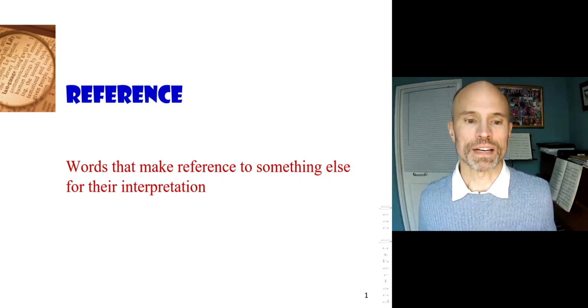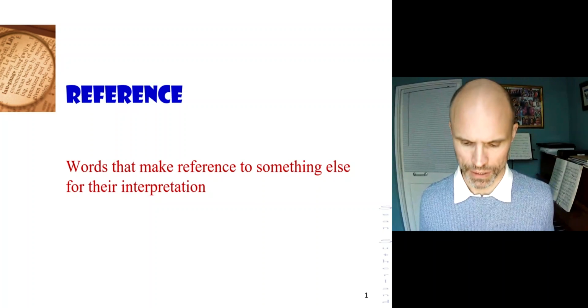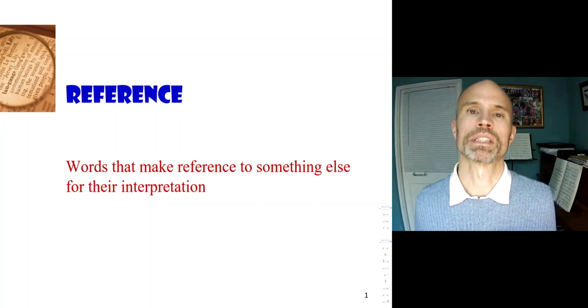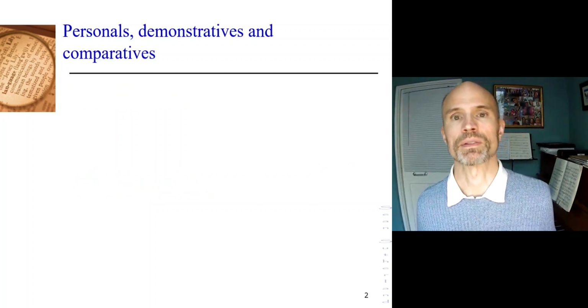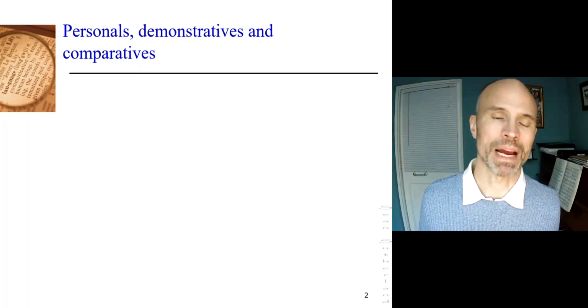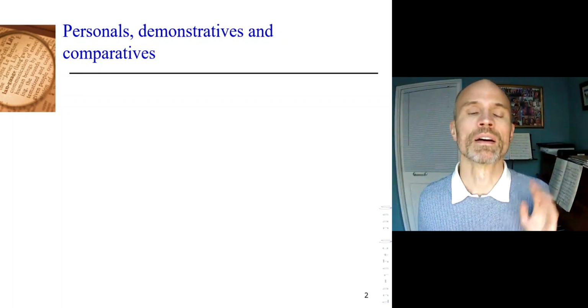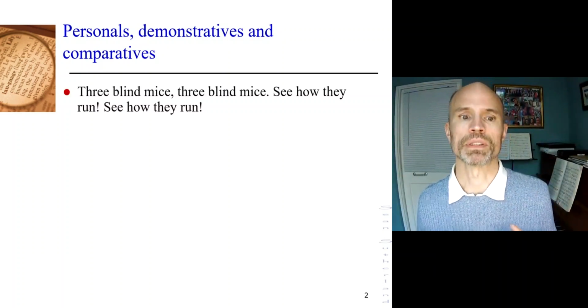So reference itself, as it says here: words that make reference to something else for their interpretation. So here are some examples, which is probably the easiest way to start. Now, at the top here, it says personals, demonstratives, and comparatives. These are three subcategories of reference. We'll come back to that later. Let's look at some examples.